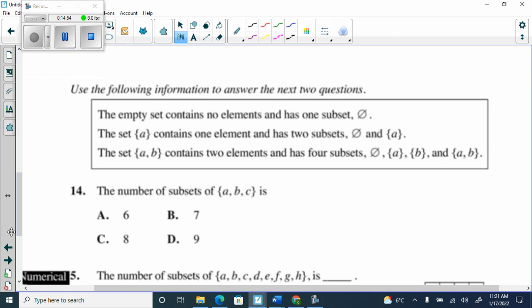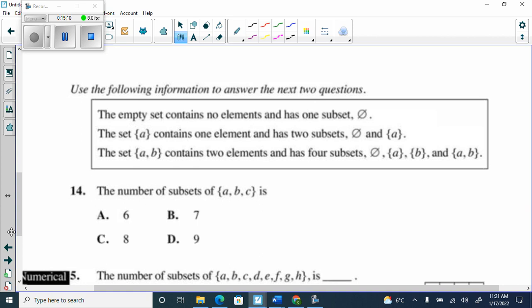So this one says the empty set contains no elements. The set A contains one element and has two subsets: the empty set and A. The set AB contains two elements and has four subsets: the empty set, A, B, and AB.